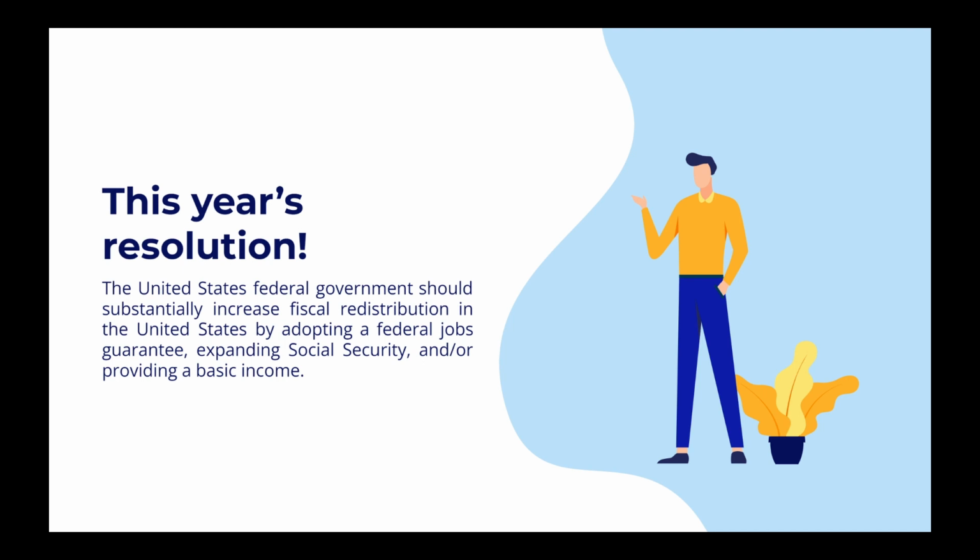The United States federal government should substantially increase fiscal redistribution in the United States by adopting a federal jobs guarantee, expanding Social Security, and/or providing a basic income. So let's divide and explain what each part means.